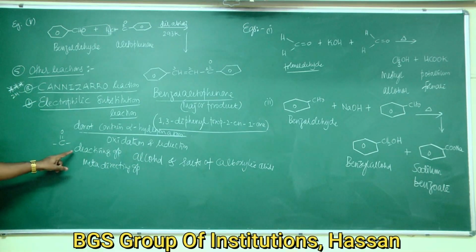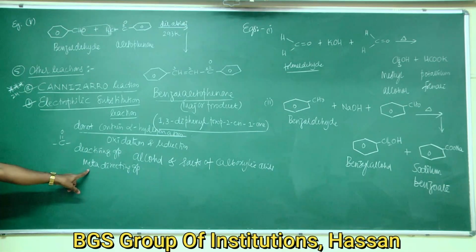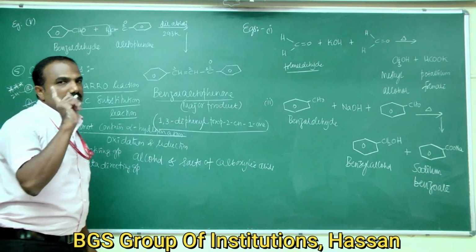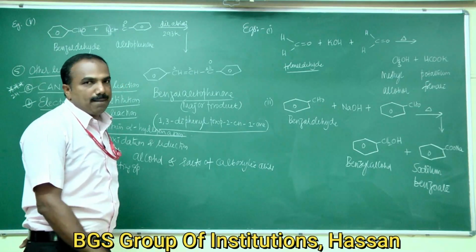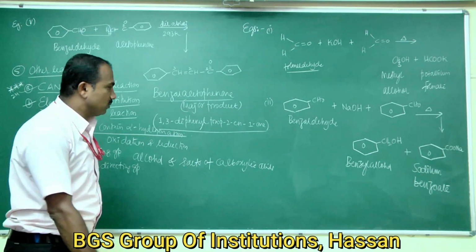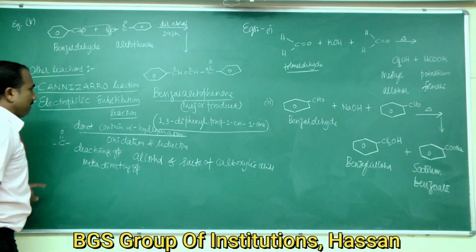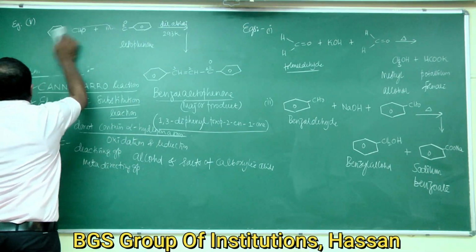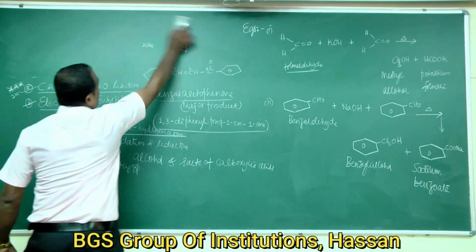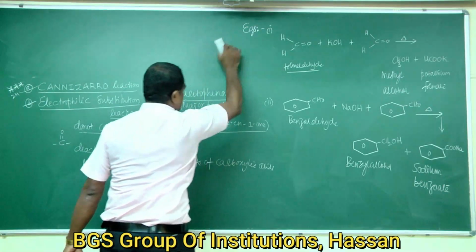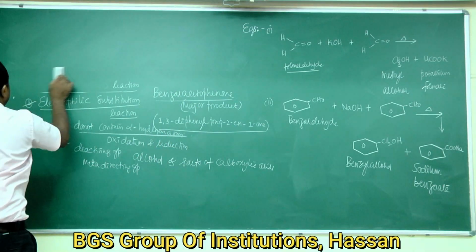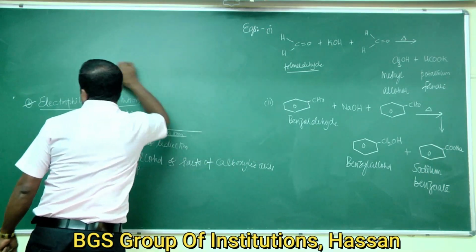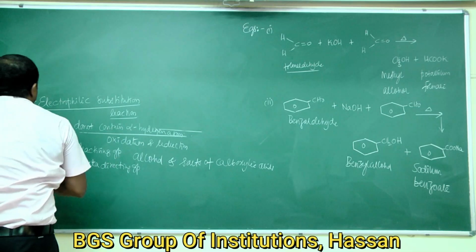So the carbonyl group is deactivating and meta-directing. Therefore, it gives only one product, that is the meta product, not ortho and para. It gives only the meta product. So, examples for electrophilic substitution reactions.